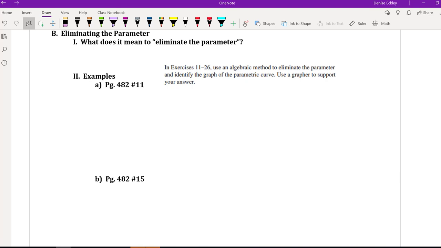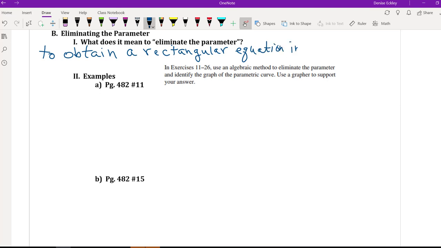So we eliminate the parameter to obtain a rectangular equation in x and y that represents the curve. Okay, so our next set of examples is going to be all about doing that.